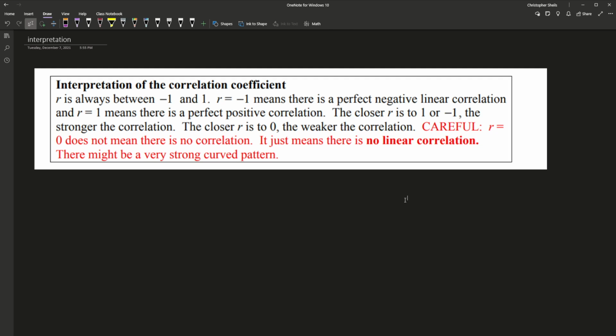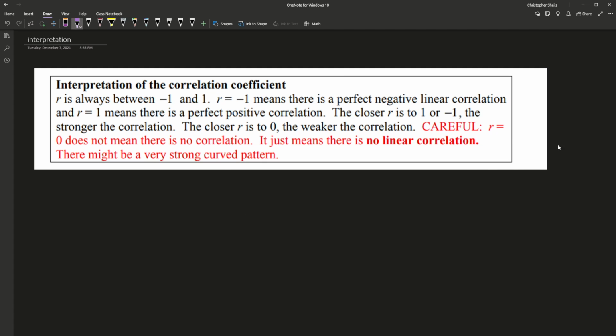So let's look at how to interpret this correlation coefficient. The correlation coefficient is always going to be between -1 and +1. R equals -1 means that there is a perfect negative linear correlation, and R equals 1 means there is a perfect positive correlation. The closer R is to 1 or -1, the stronger the correlation.